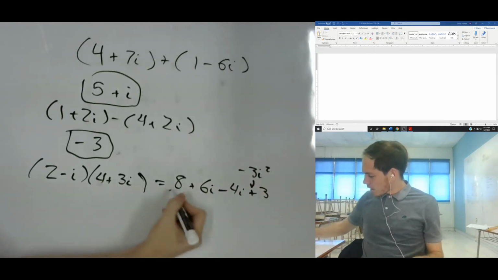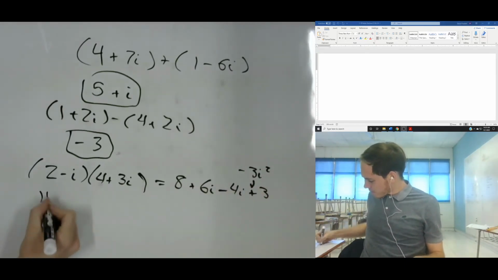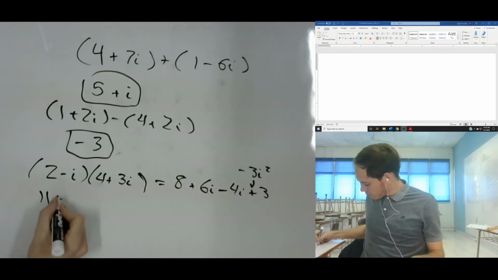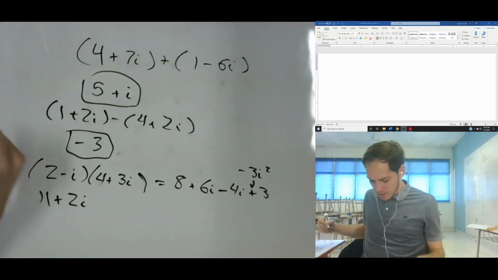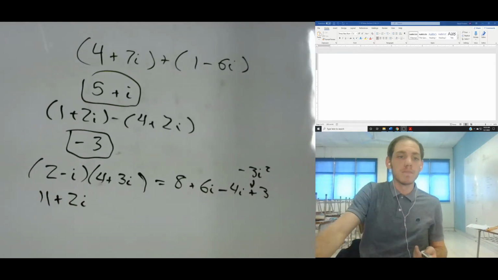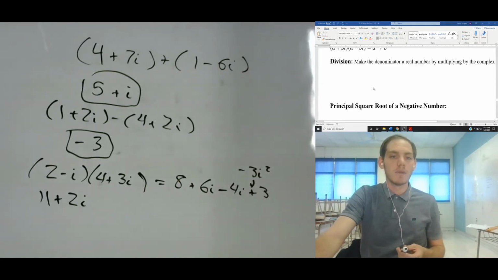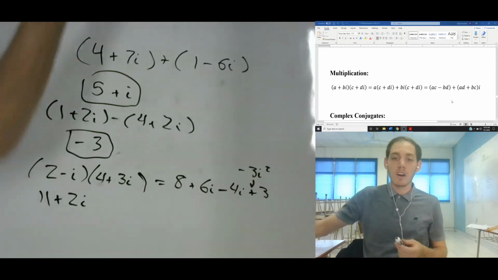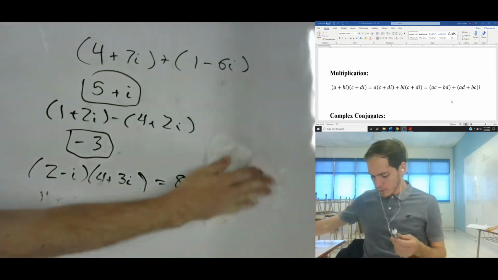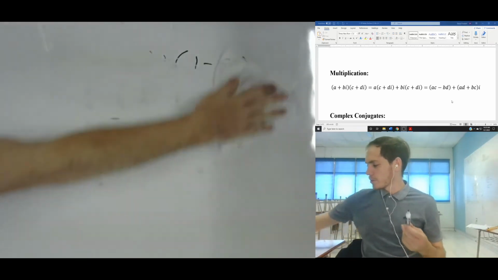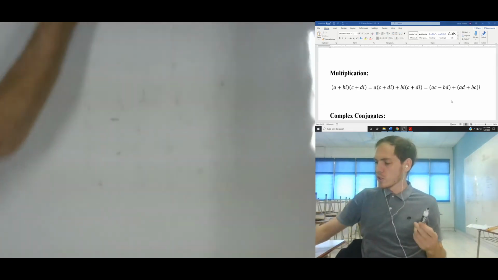Okay, 8 plus 3 is 11. 6 minus 4 is 2, so plus 2i. Is that our answer? Yes. So that would be our answer. You could also try doing it a simpler way with multiplication. And if you have it squared, obviously you just multiply the same thing. We'll just do a lot of practice with this, okay?